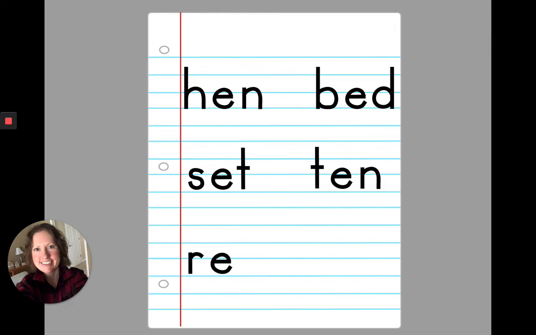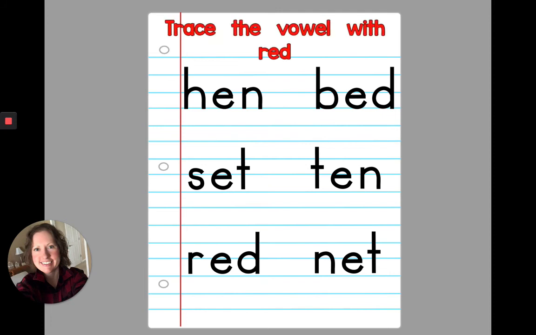Ten. Red. Net. Now let's trace the vowel that's in each word with red. You can use a red crayon or a red marker. Every time I trace it with red, I'm going to say its sound. Eh, eh, eh, eh, eh, eh. E says eh.